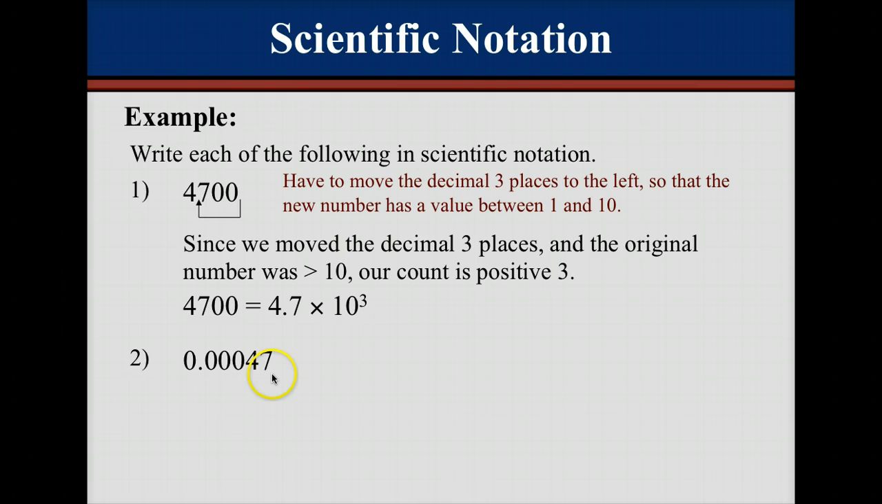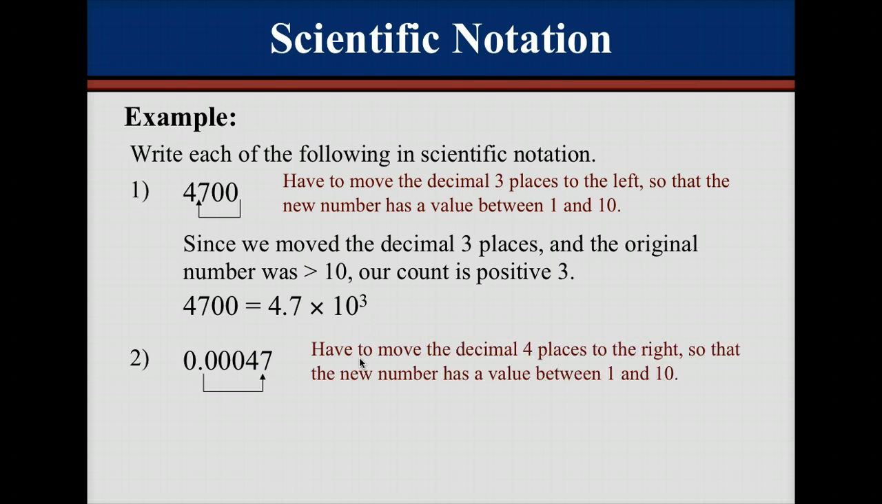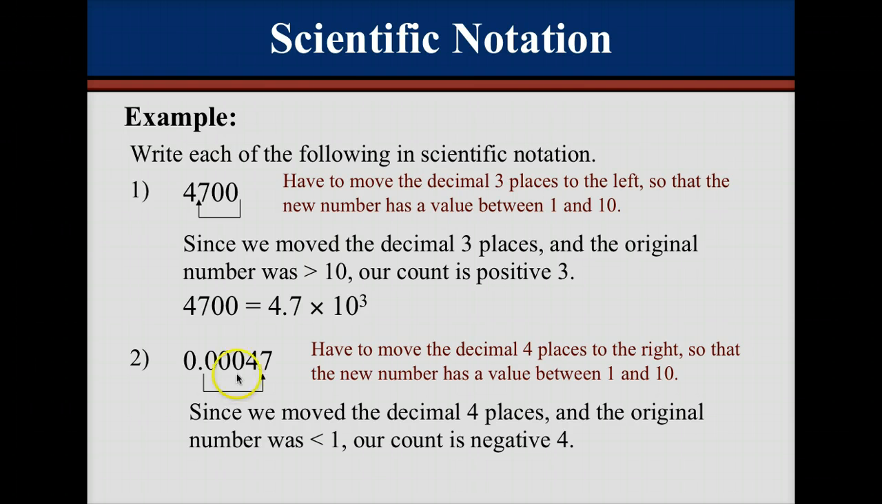Well, we've got a number that's smaller. So we have to move the decimal 4 places to the right to make this a number between 1 and 10. It's smaller than 1, so our count is going to be negative. So we moved it negative 4 places.